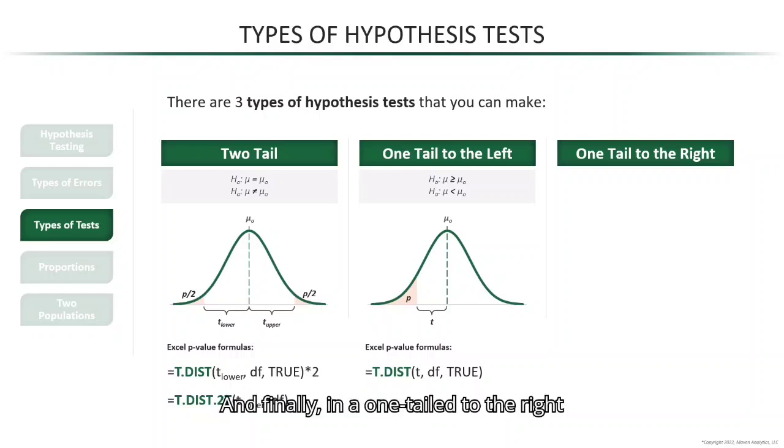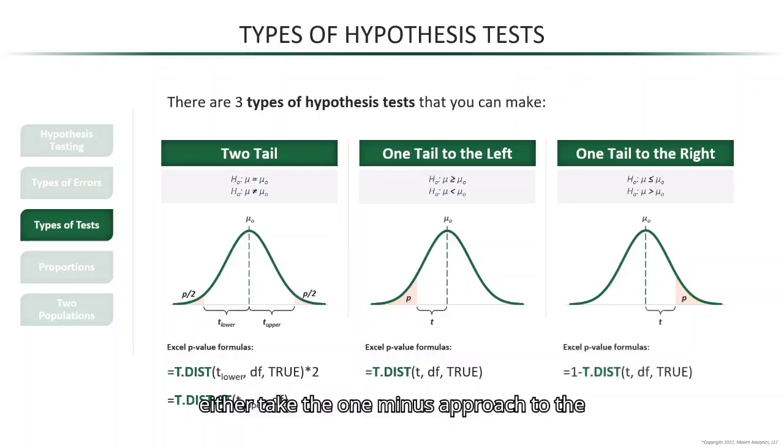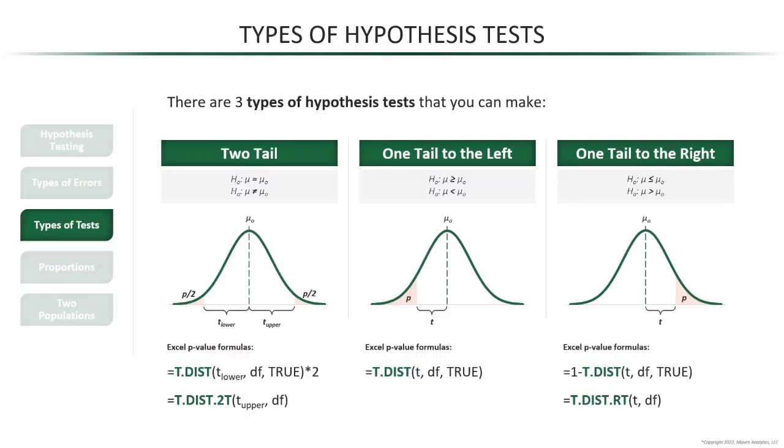And finally, in a one-tailed to the right test, the null hypothesis assumes that the population parameter is less than or equal to a certain value. So it's the opposite of a one tail to the left test. Rejecting the null hypothesis here implies that the parameter is actually greater than that value. So here, since the area is on the right side, you can either take the 1 minus approach to the p-value, or you can use the t.dist.rt function, which stands for right tail, and then you're good to go.